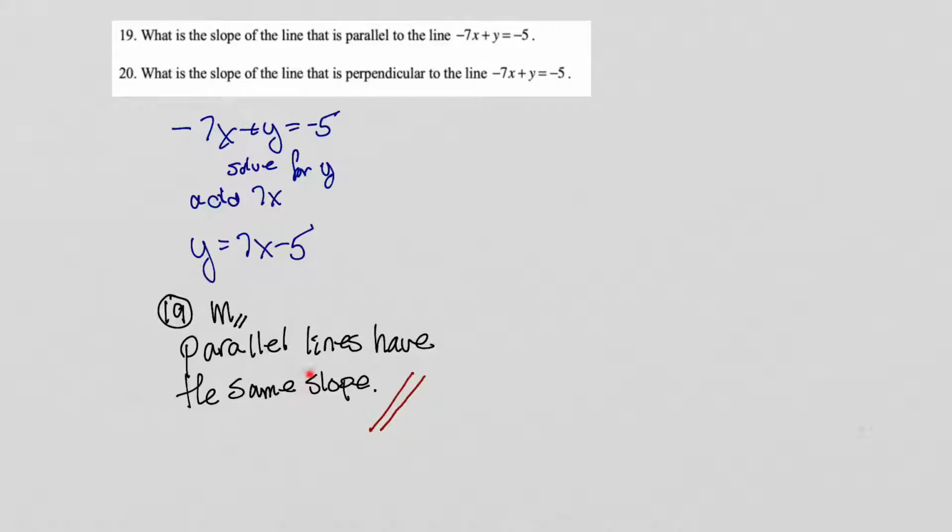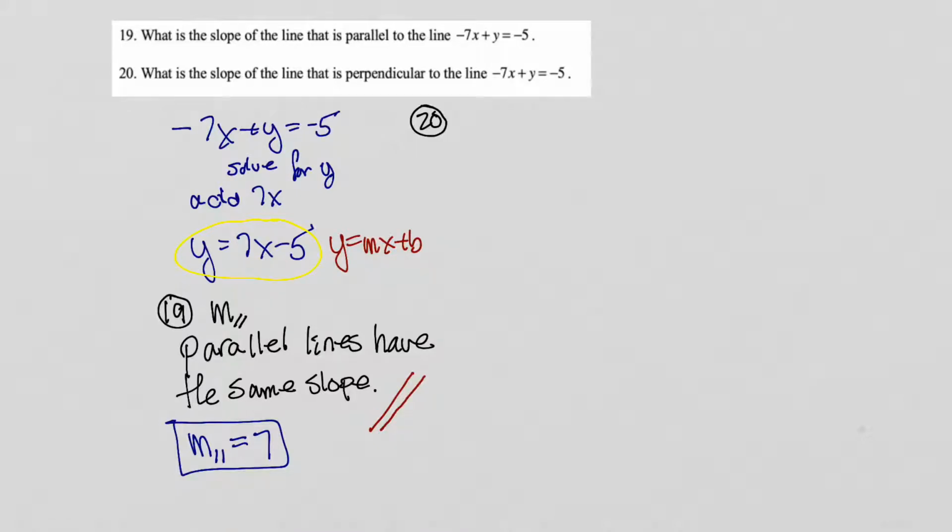Now, let's look up here. What is the slope? Let's circle that so we can find it. What is the slope of this line right here? Well, we've got the proper form, right? We're in the form y equals mx plus b, and the coefficient of the x is the slope. So the slope here is 7. So the slope of this line is 7, and the slope of our line is also going to be 7. So the slope of the line parallel to that one is 7.